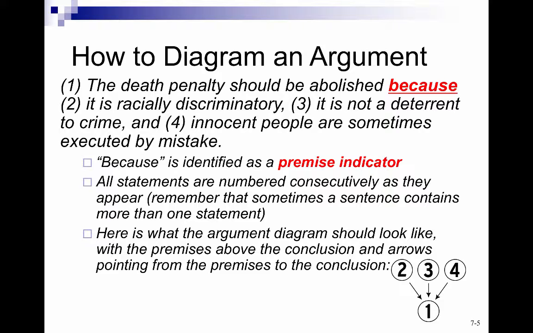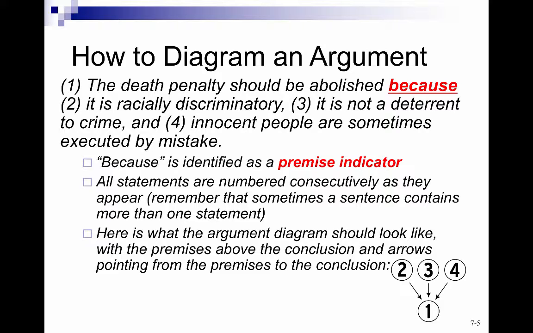Okay, now we need to number the statements. Even though this is just a single sentence, it's a complete argument with 4 statements in it. The number 1 statement is the death penalty should be abolished. Number 2, it is racially discriminatory. Number 3, it is not a deterrent to crime. Number 4, innocent people are sometimes executed by mistake.